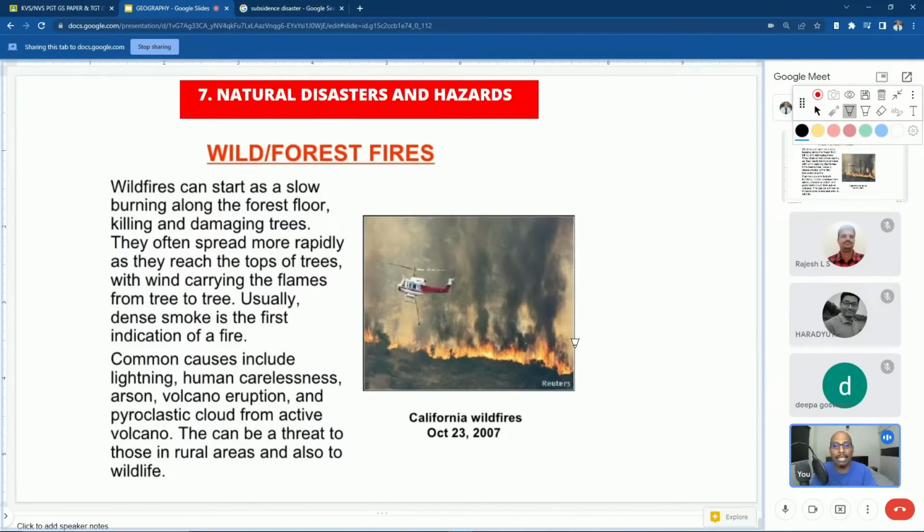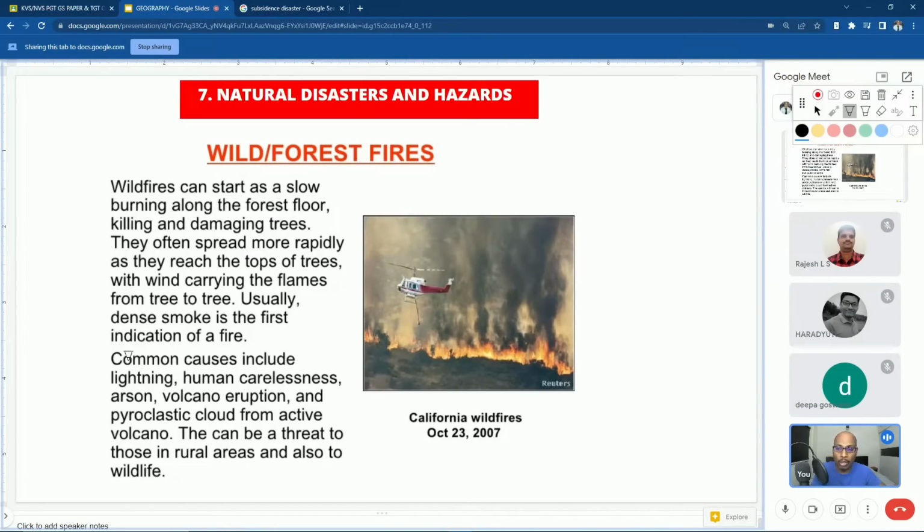During the summer season, these happen. Wildfires can start as a slow burning along the forest floor, killing and damaging trees. Australia is known for these wild forest fires. They often spread more rapidly as they reach the tops of trees, with wind carrying the flames from tree to tree. Usually dense smoke is the first indication of the fire. You may ask, sir, how can a green forest turn into ashes? The green forest will remain green, but they shed leaves, and those leaves dry up and become a source of this fire initially. And once it becomes a huge fire, it can engulf even the green trees.